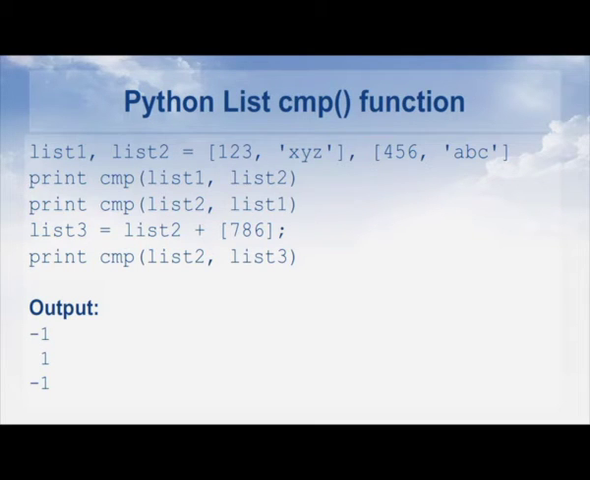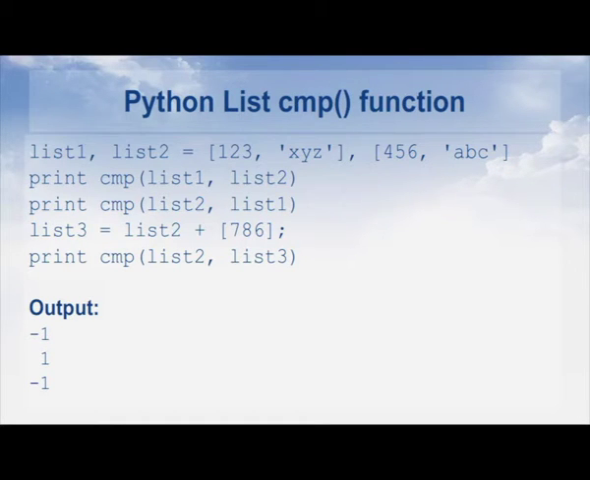So, now for that purpose I create two lists, list 1 and list 2, with elements 1, 2, 3, x, y, z in list 1 and 4, 5, 6, a, b, c in list 2. And then I say print compare list 1 comma list 2. So, what does it do? Here the compare function compares elements of both lists, list 1 and list 2. Numbers are compared, and similarly strings are also compared.